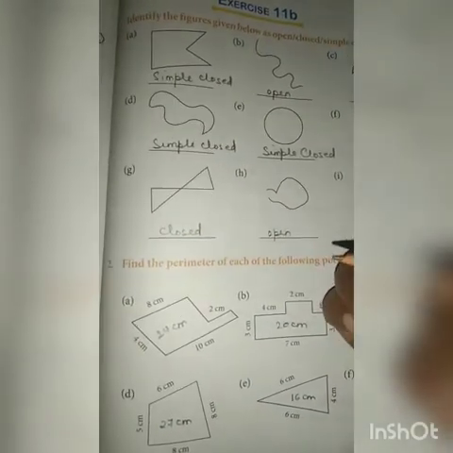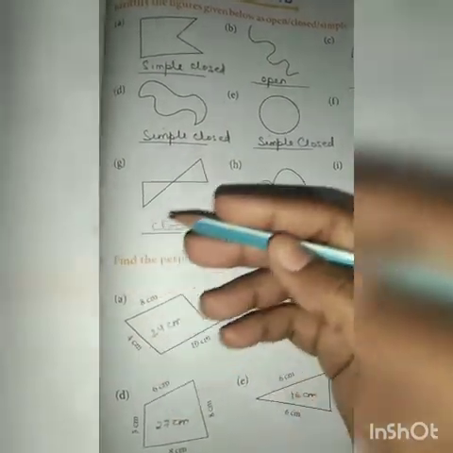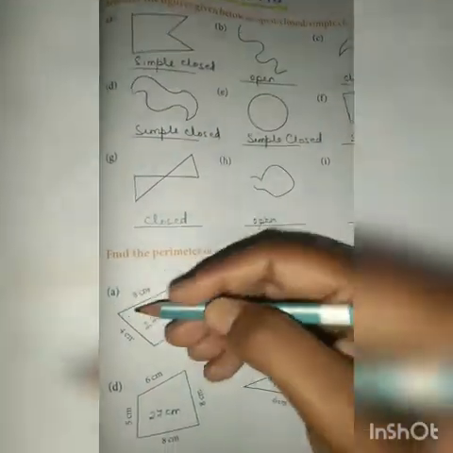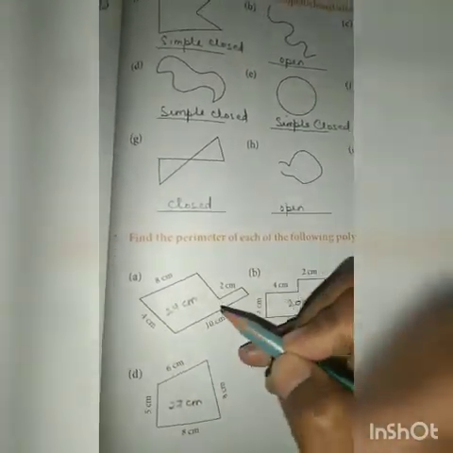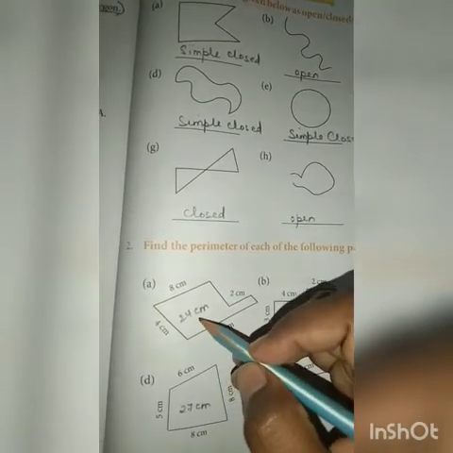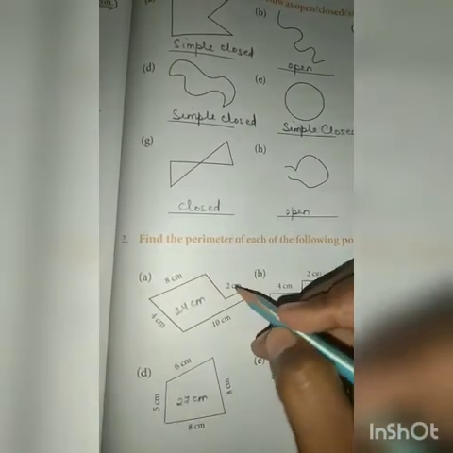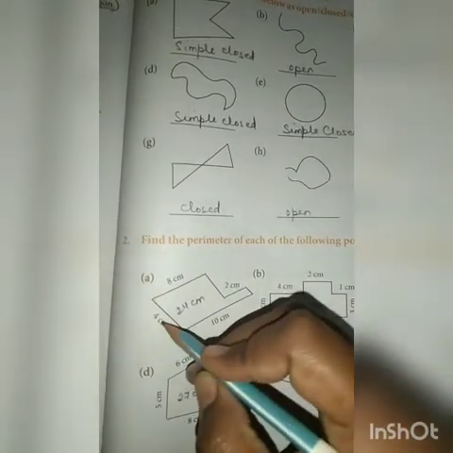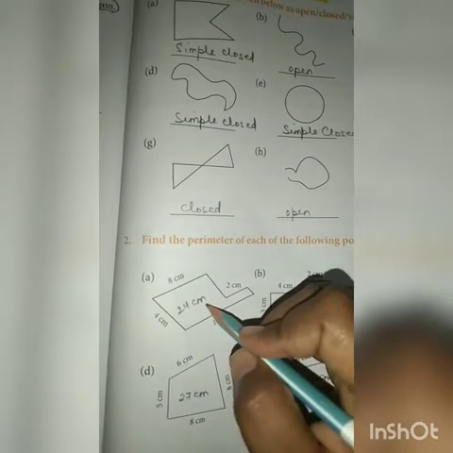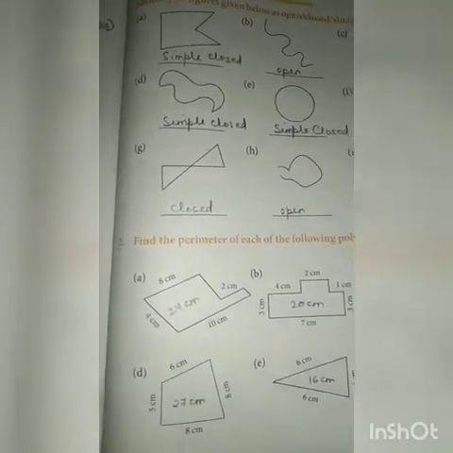Now question number 2, find the perimeter of each of the following polygons. So this is the same as what I have explained on page number 198. So the first figure is drawn here. All the measurements are written. You have to only add them and write the answer. So take your pencil and write the answer as I have written in my book. So 8 plus 2 is 10, 10 plus 10 is 20 and 20 plus 4 will be 24 centimeter. So the perimeter of this polygon is 24 centimeter.